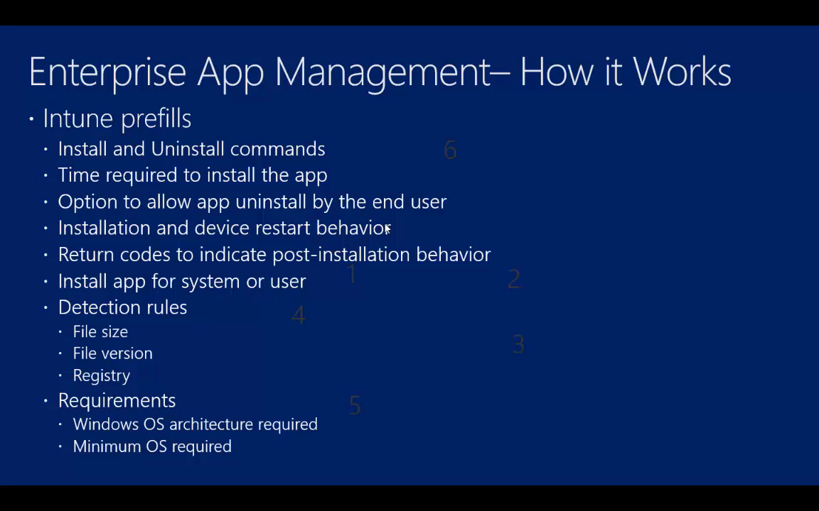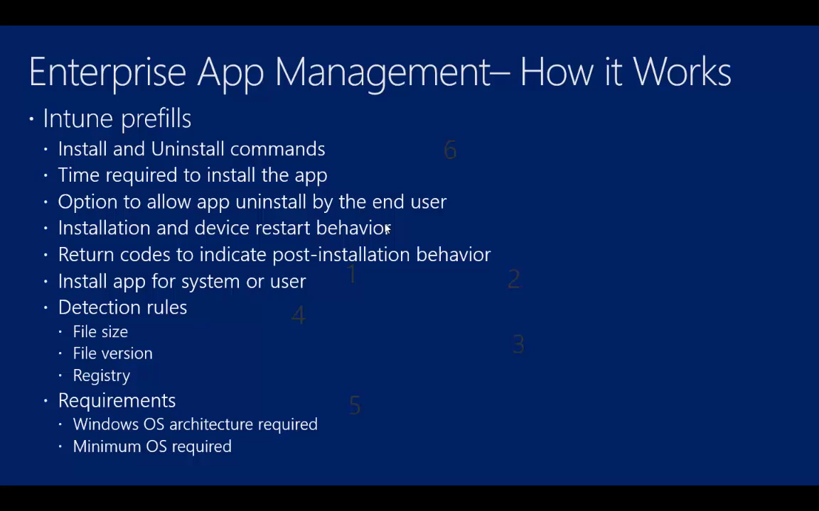We also will list out a time required to install the app. Always a best practice to list out an install time, right? In case the install is faulty and exceeds that time for whatever reason, then we'll go ahead and cancel it, right? We will define the option as to whether the app can be uninstalled by the end user. We will define the installation and device restart behavior, any return codes that are in addition to the defaults, and whether the app should be installed for the system or the user.